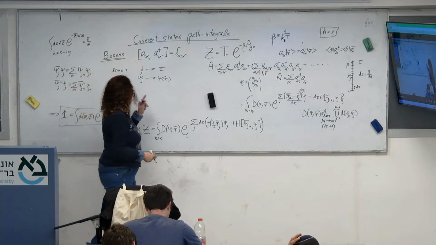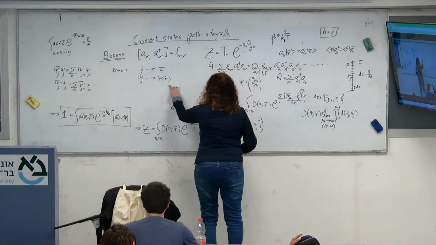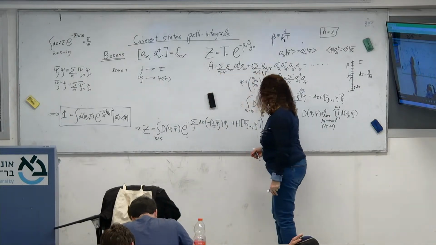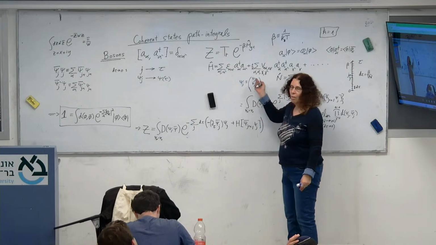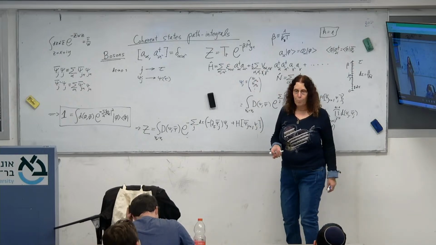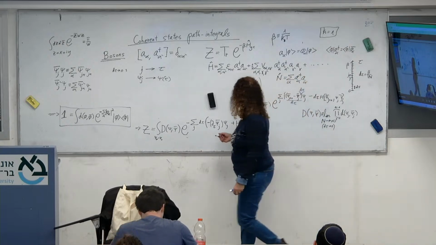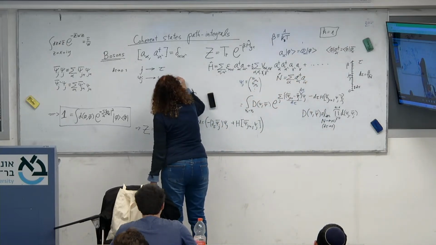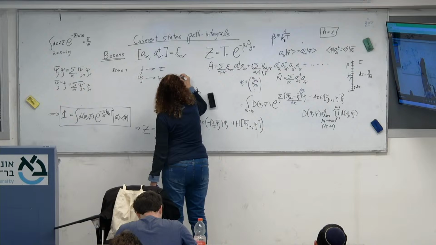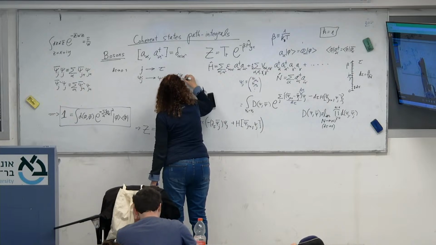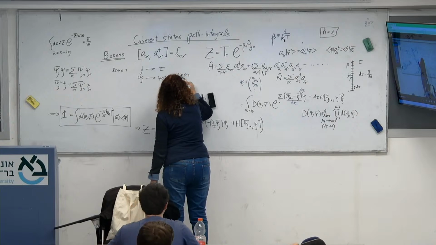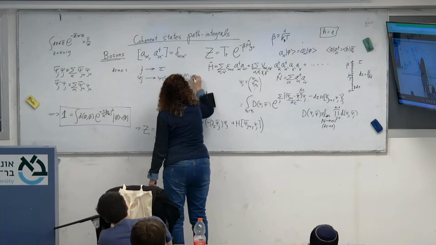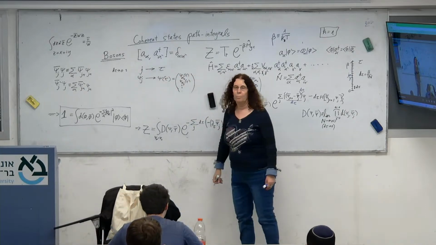When I'm writing psi of tau, I still have to remember that psi is not a single number, it's an array or a vector of psi alphas. So psi of tau is, let me write it explicitly, in fact an array, psi alpha. Okay, that's what it is.